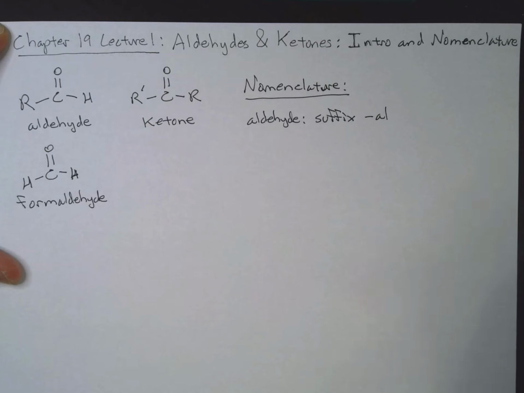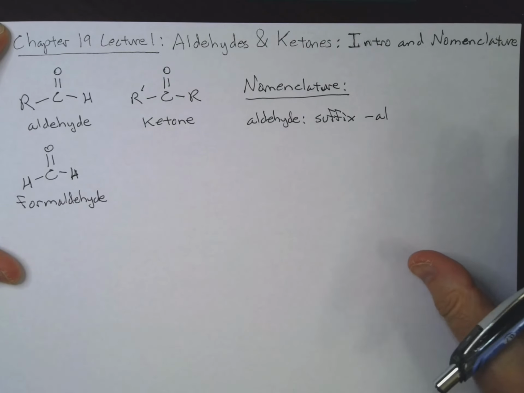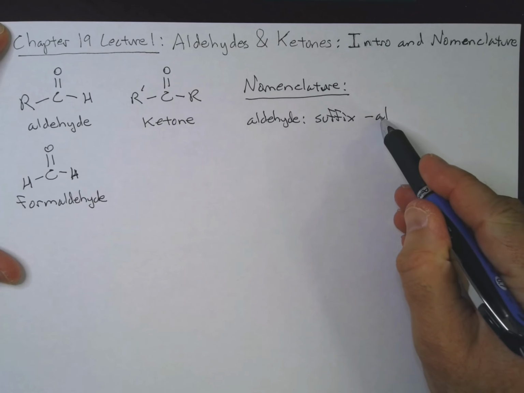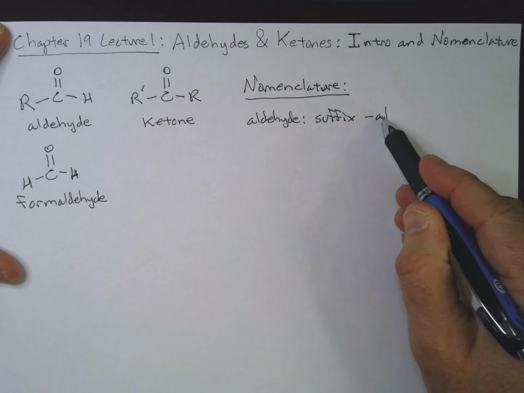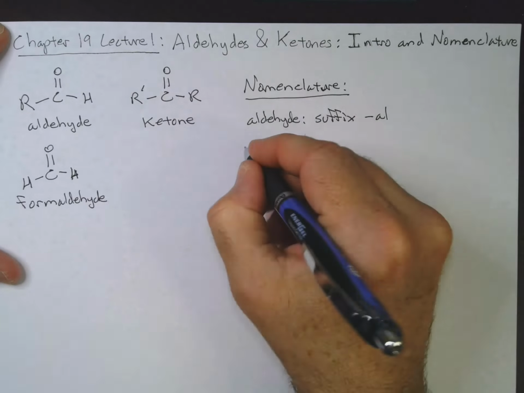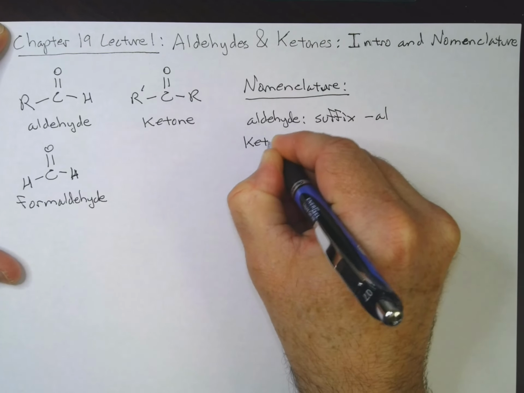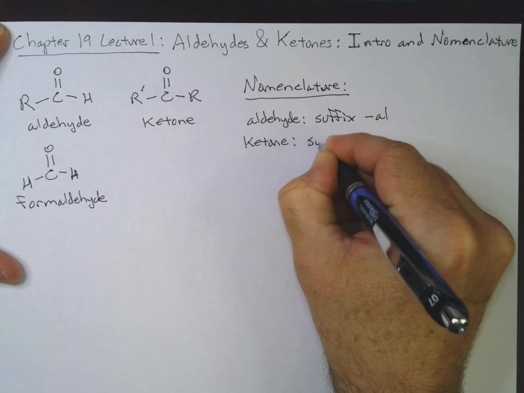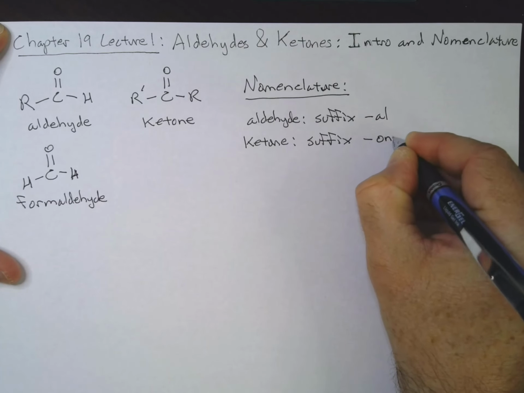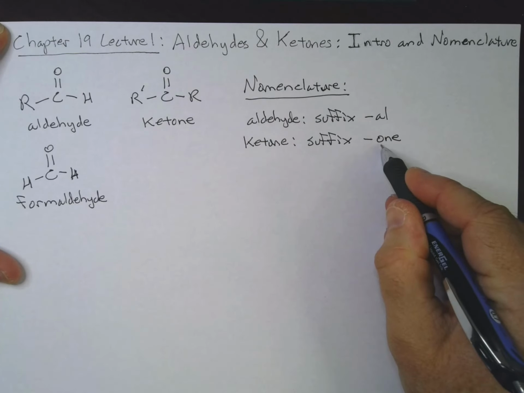-al. So this is where you need to be careful with your pronunciation and your writing. Make sure you pronounce it "al", and it looks like an A, not an O, and don't pronounce it "all", because that's an alcohol. So you want to make sure you're pronouncing this correctly. And then a ketone is going to have the suffix -one. Yes, it looks like the number 1, but it's pronounced "-one".